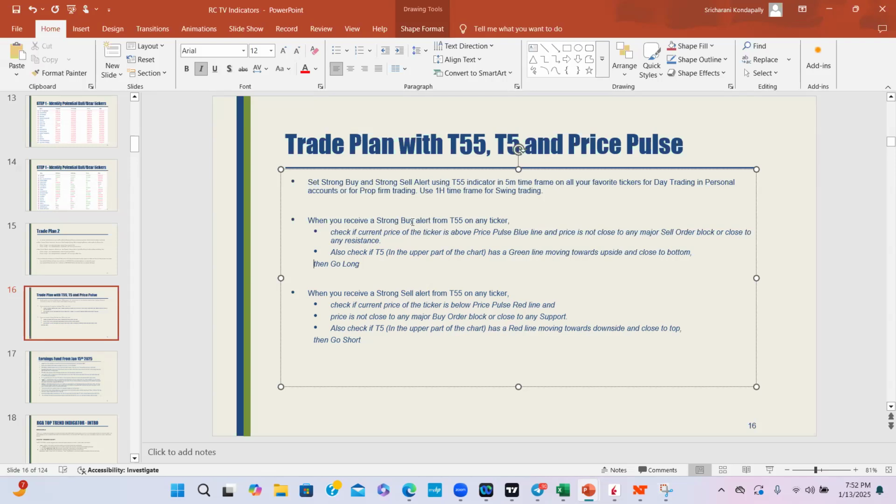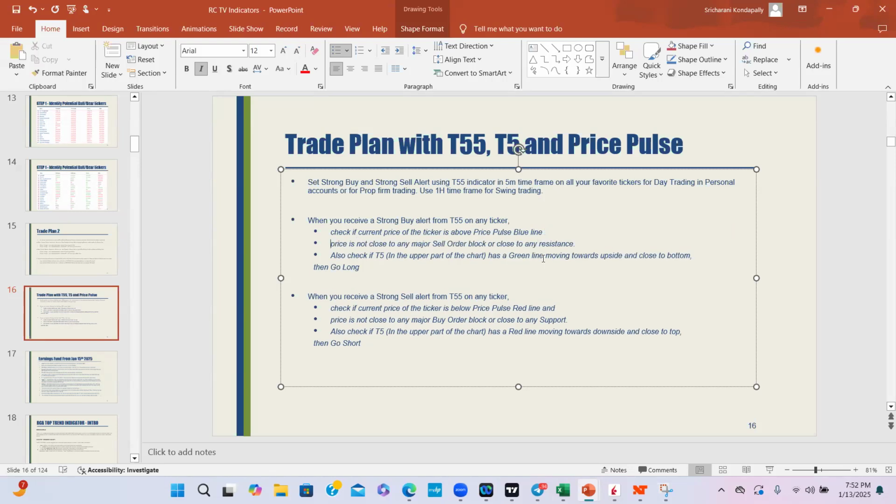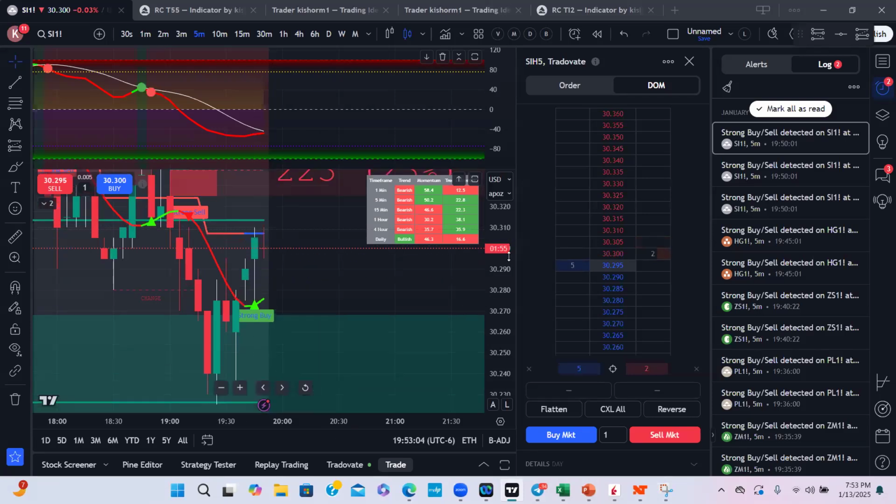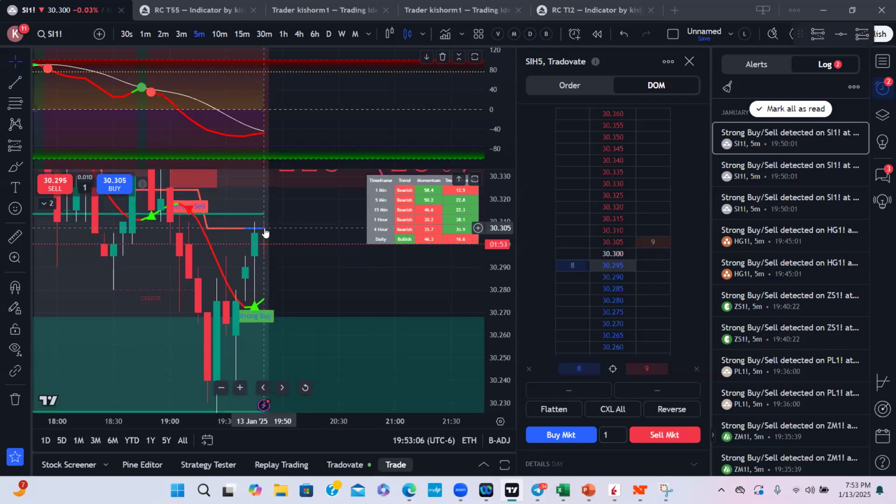So when you receive a strong buy alert from T55, check if current price is above the price pulse blue line and price is not close to any major sell order block. So okay, first we'll check this condition. Check if the current price of the ticker is above the price pulse blue line. So where is your price pulse blue line?